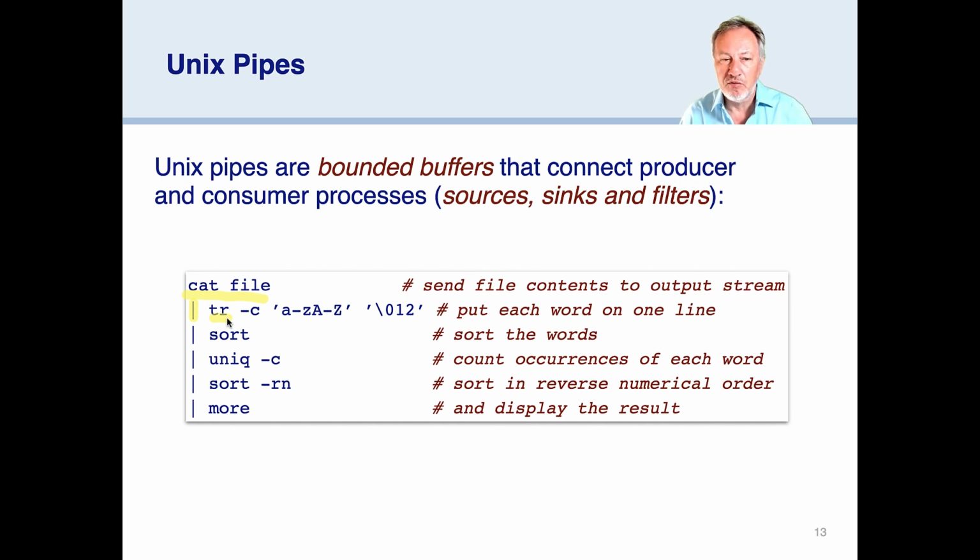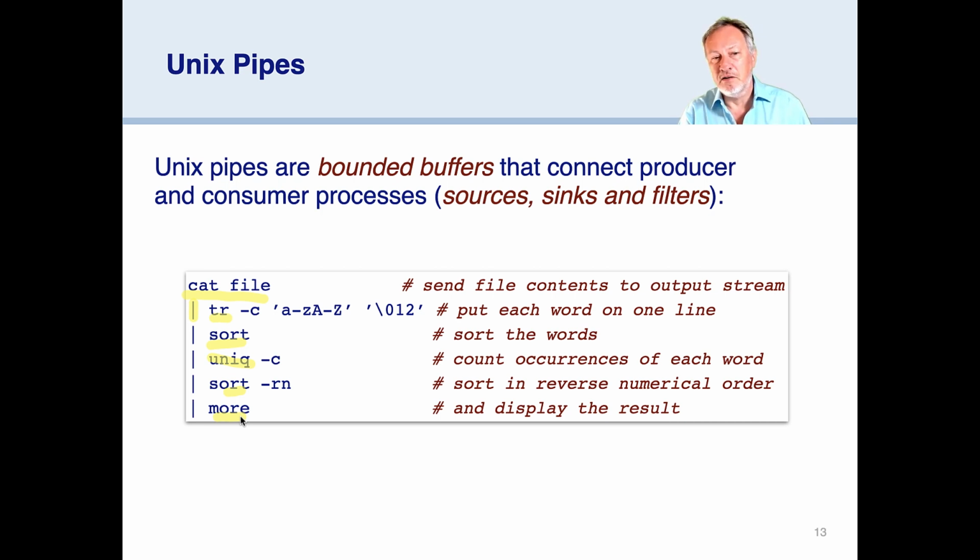So by running this script, a process is created for the cat command, one for the tr command, one for the sort command, for unique, for the other sort command, and finally for the more command. So we actually have 6 processes that are created, and they're going to be connected by these pipes. And the pipes are essentially just bounded buffers provided by the underlying operating system. So you have a bunch of processes connected by these bounded buffers.